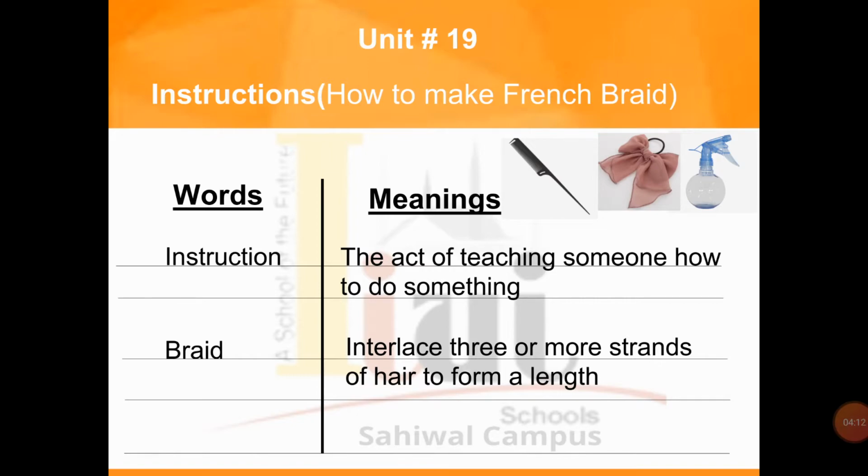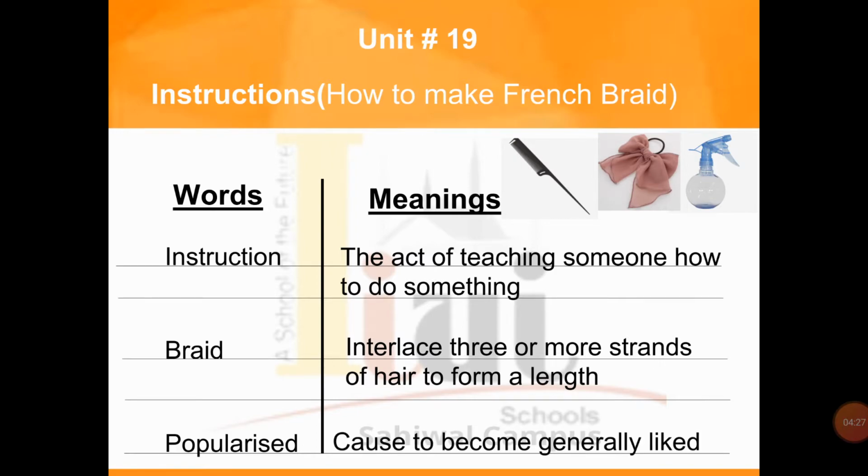क्या होता है ब्रेड्स में? 3 या 4 स्ट्रिप्स ली जाती हैं, हेयर के पार्ट्स किए जाते हैं और एक नॉट्स बनाते हुए एक लॉन्ग सा हेयर स्टाइल बनाया जाता है. दिस टाइप ऑफ हेयर स्टाइल इज कॉल्ड ब्रेड. और पॉपुलराइज्ड मीन्स कॉज टू बिकम जनरली liked.